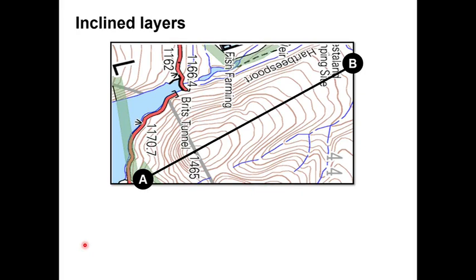The inclined layers. Now, the first thing that I would like you to do is I want to start off here, of course, with the map skills. Here we've got the topographic map of Brits, and here we've got the line AB.